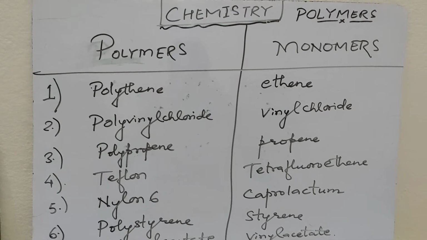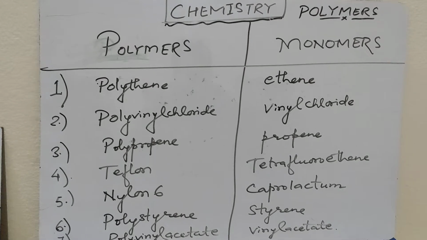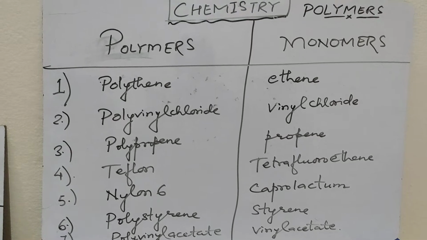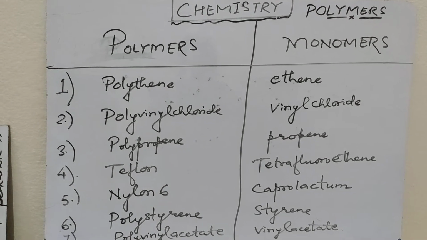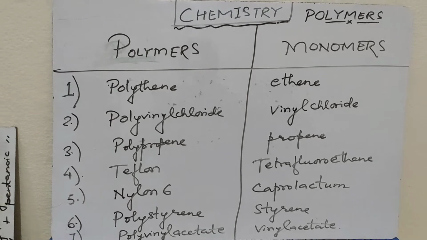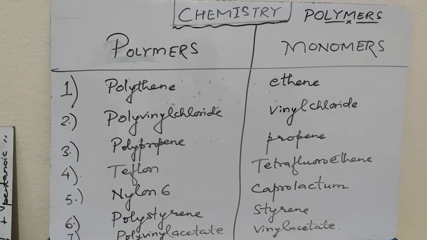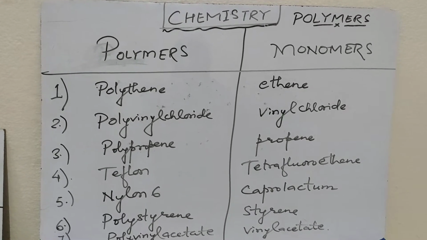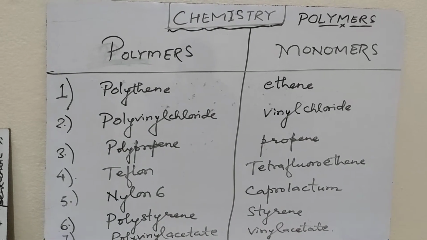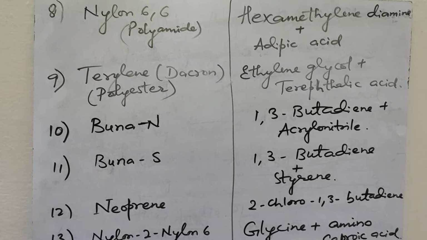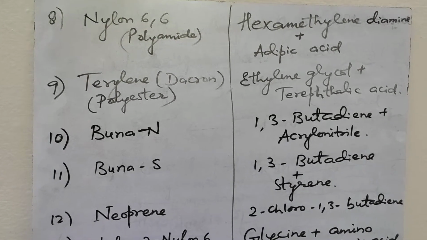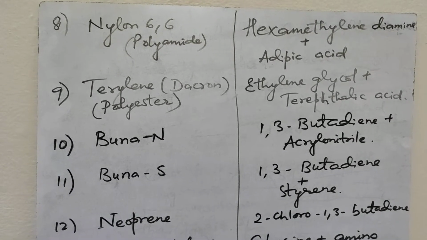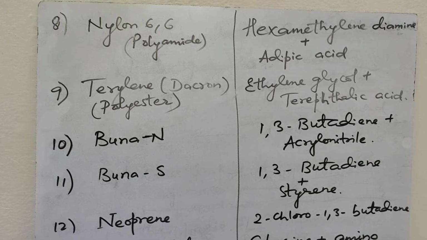The monomer of nylon 6 is caprolactam. The monomer of polystyrene is styrene. Styrene is also called phenylethene. The monomer of polyvinyl acetate is vinyl acetate. The monomer of nylon 6,6 is hexamethylene diamine plus adipic acid. And nylon 6,6 has an amide linkage, so it is also called polyamide.